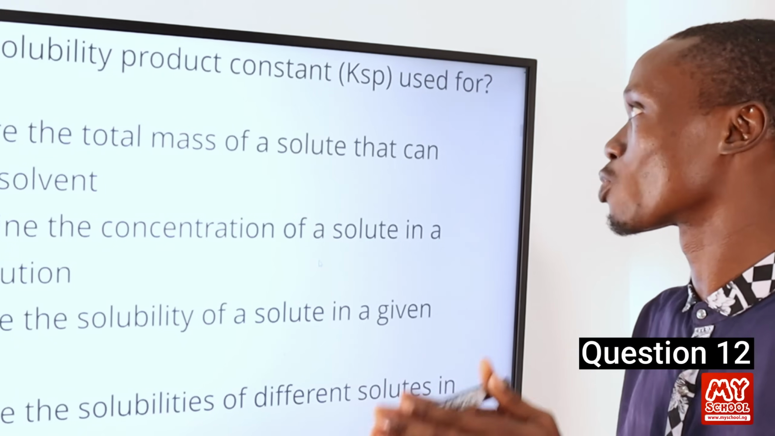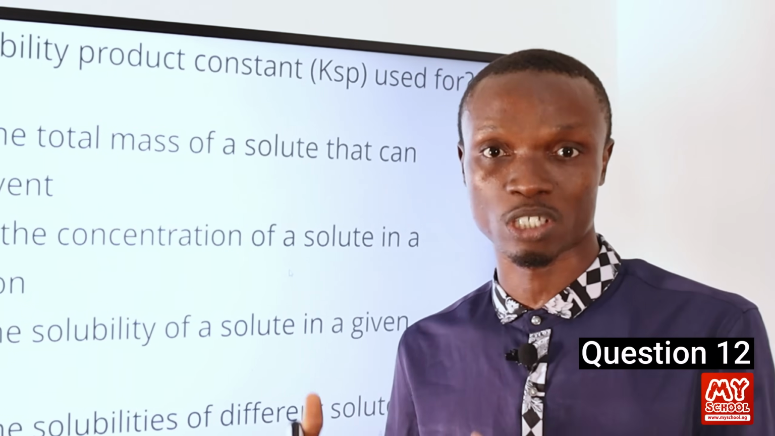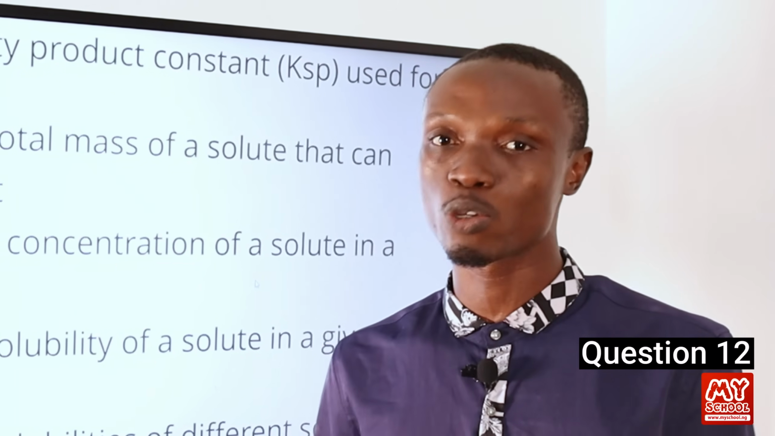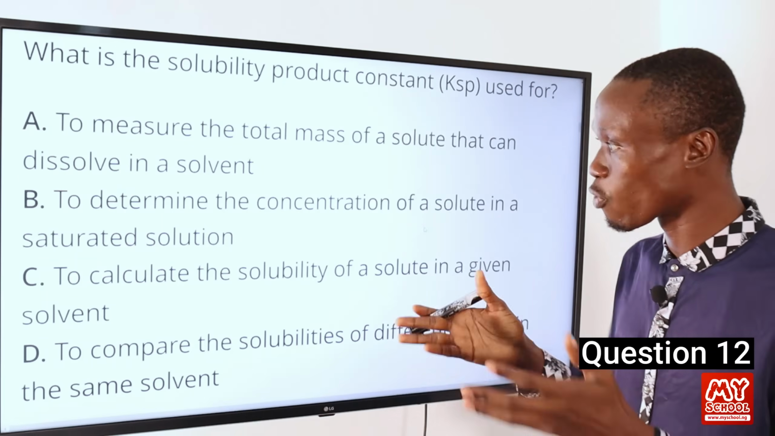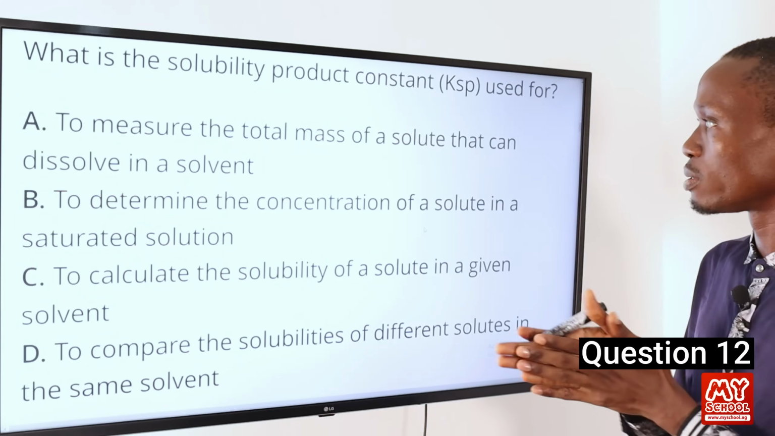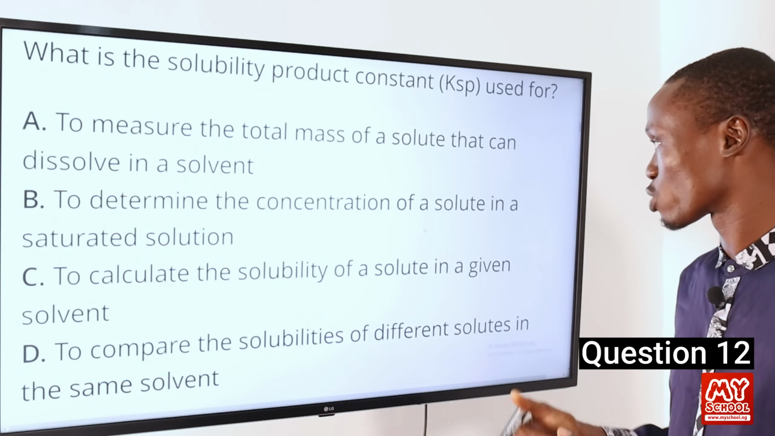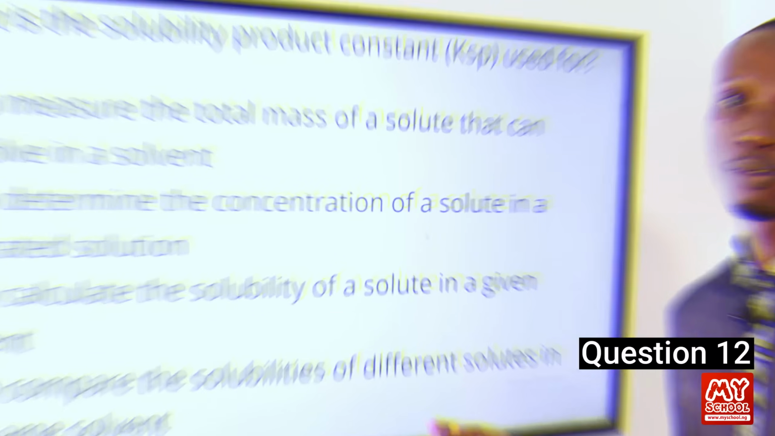This solubility product constant is actually used to measure or calculate the concentration of solutes in a saturated solution, where no more solute dissolves at equilibrium. So from what we have said, option B becomes the correct option to determine the concentration of a solute in a saturated solution.